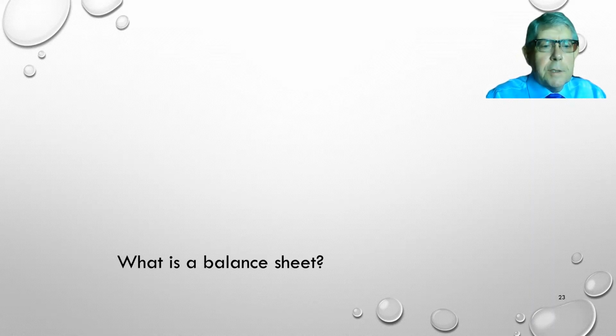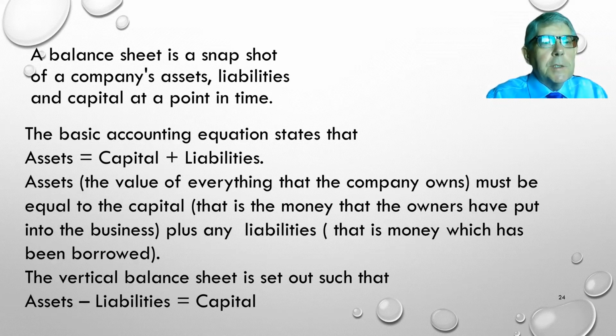What is a balance sheet? A balance sheet is a snapshot of a company's assets, liabilities, and capital at a point in time. The basic accounting equation states that assets equals capital plus liability. Assets is the value of everything that the company owns, must be equal to the capital, that is the money that the owners have put into the business, plus any liabilities, that is money which has been borrowed. The vertical balance sheet is set out such that assets minus liabilities equals capital.